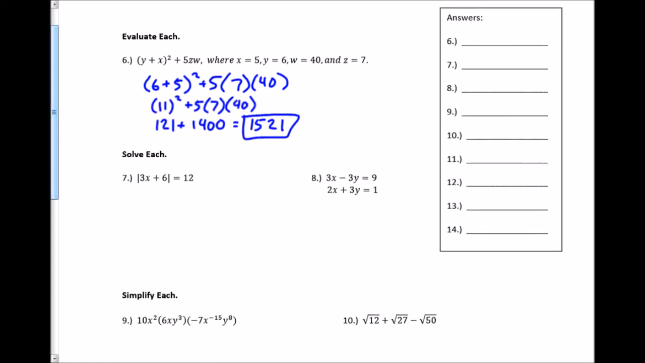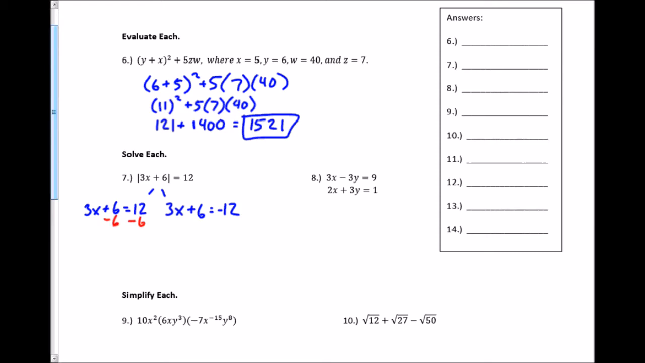Whenever we have an absolute value equation, we have to split this into two. So I'm going to split this up. The first one is 3x plus 6 equals 12. The second one is 3x plus 6 equals negative 12. Because remember, what's inside the absolute value could be the positive or the negative version of that 12. So that's what I'm saying. What's inside here, the 3x plus 6, could be the positive version or the negative version. And then I just solve each.